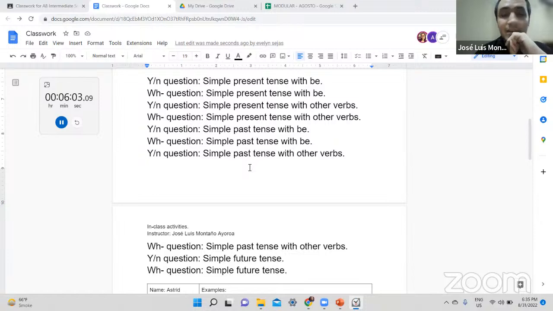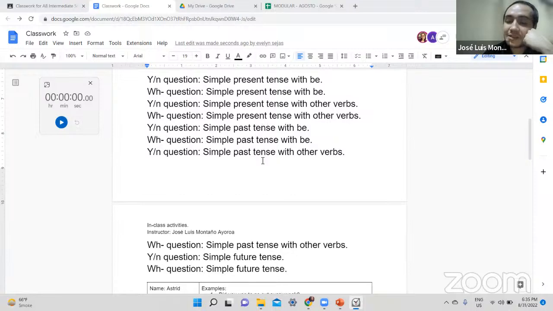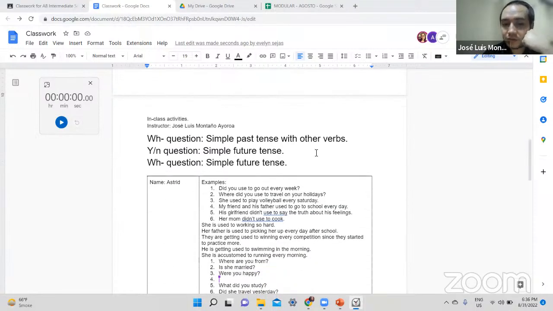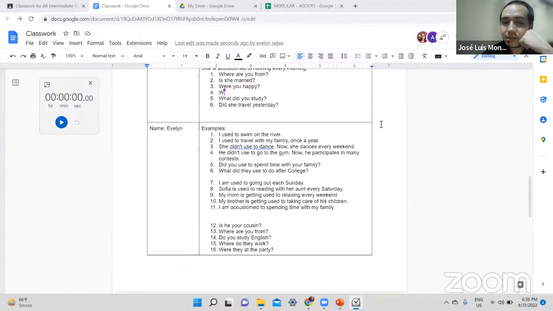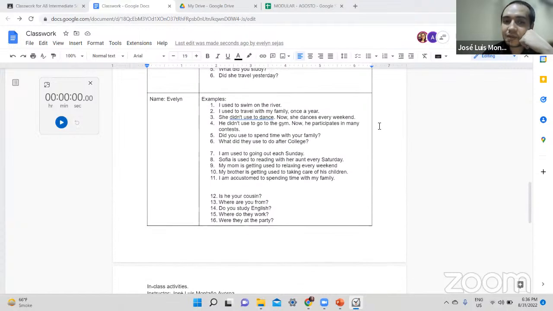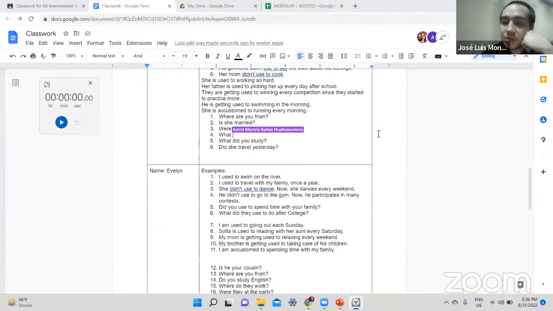Okay, so it's the 6 minutes. Now we can take a look at what you got and we continue working. Let's remember that we had to write yes/no questions and WH questions for the simple present tense with be, the simple present tense with other verbs, the simple past tense with be, the simple past tense with other verbs, and the simple future. Perhaps you're still writing some ideas, but as I check what you did, we are going to finish those. I'm going to start with you, please, Astrid. Let's read everything that you got, and we're going to finish what's missing together.